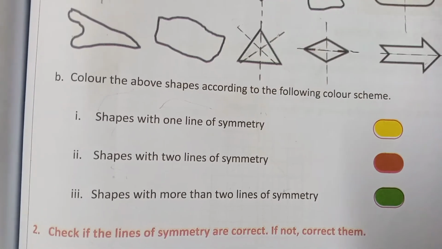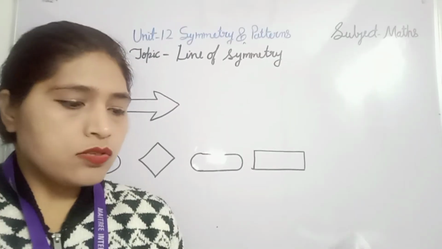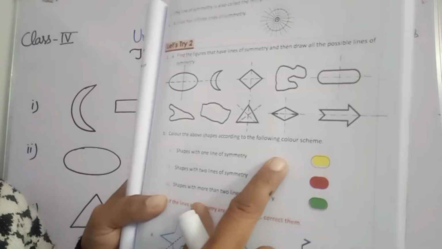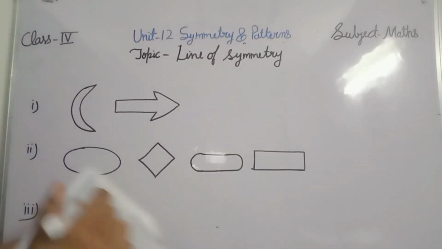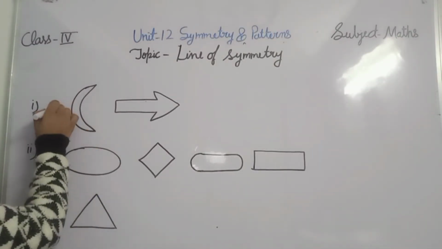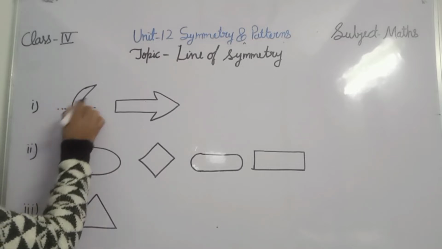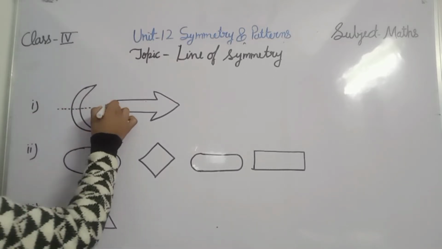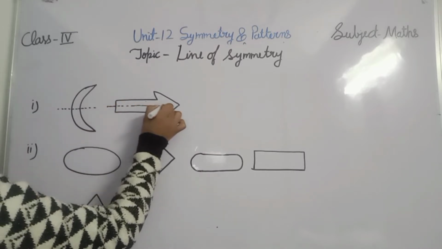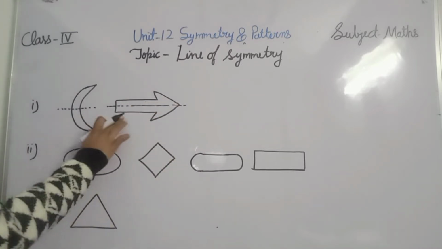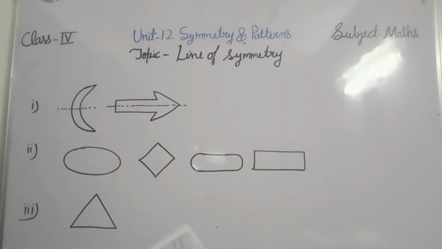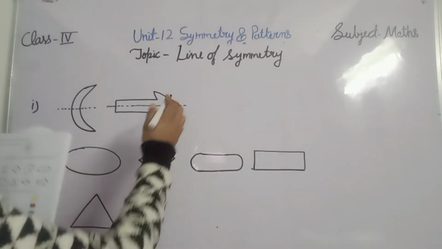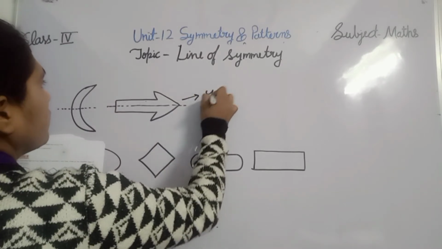So I am doing this problem on the board. First is the shape with one line of symmetry. We have to color it with yellow. It has only one line of symmetry. From here only we can divide the shape into two equal parts. This one also. So you have to draw these two shapes in your book here. You can draw small shapes here, and you have to color these shapes yellow.